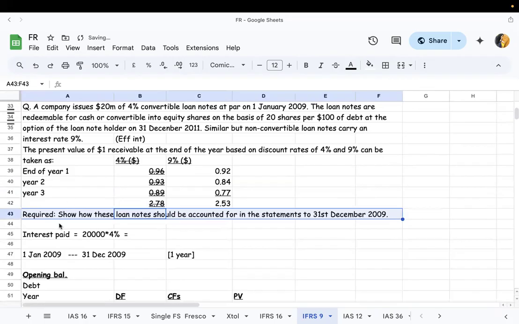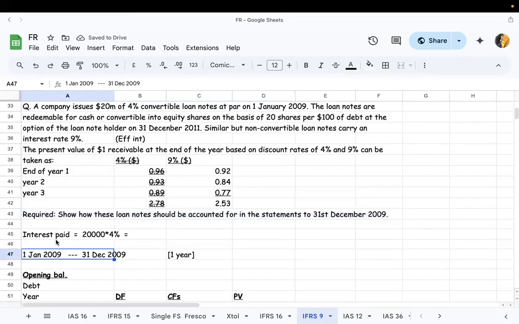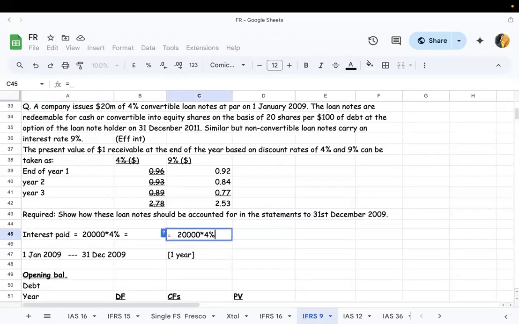So we have to first identify how much we are going to pay as cash paid. That equation is going to be the nominal value into the loan note percentage. The nominal value is the 20 million. It's a 4% convertible loan note. So what you pay is 800 per year. Understood?